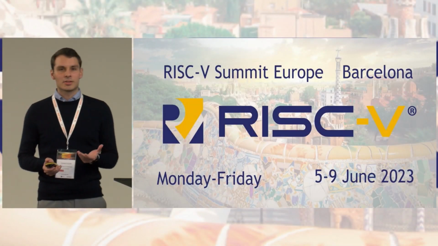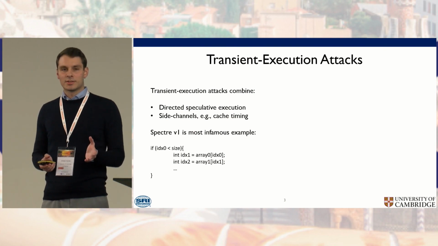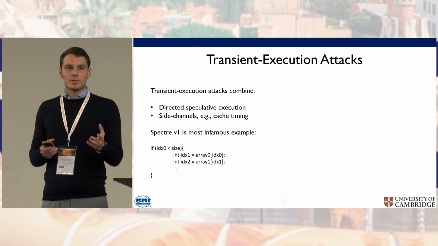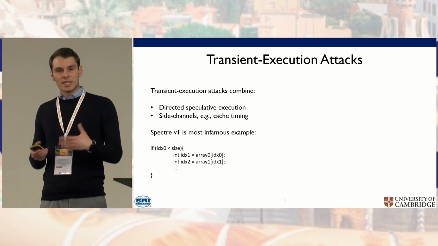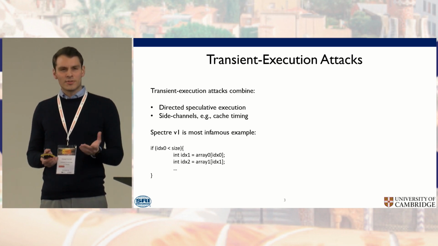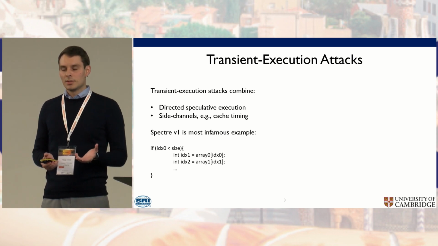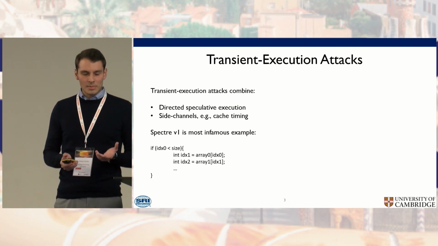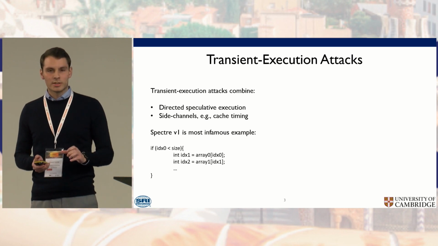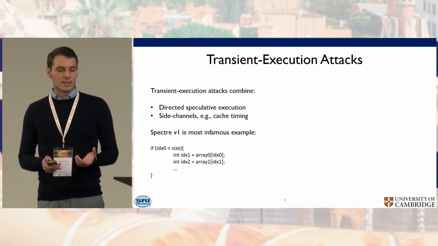Transient execution attacks combine two mechanisms. First, there is directed speculative execution. That means that a processor is directed into executing a certain instruction sequence. The second thing is side channels. Most often we use the cache timing side channel, but in theory we can use any side channel. On their own, these two are semi-powerful mechanisms, but when combined, they can become really powerful. And that's what we see in this example here.